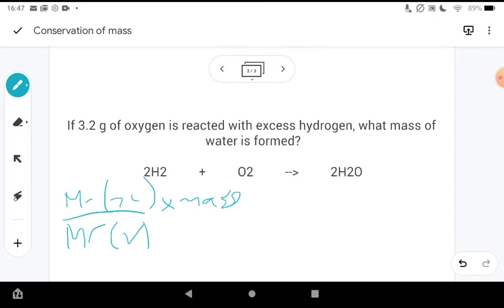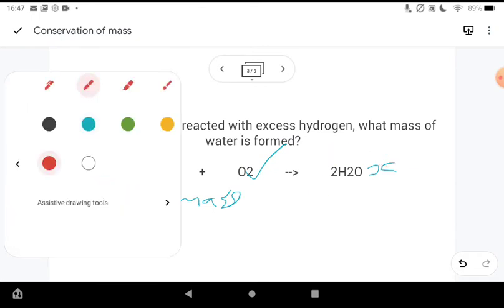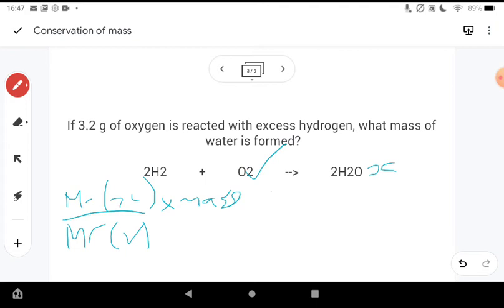So let's just figure out what those are. The thing I do know is the oxygen, and the thing I don't know is the water. So if I take the MR of this and put it on the bottom, and the MR of this and put it on the top, I will get 18 divided by 32. If you're not sure where I got these numbers from, just go back to the slide, rewind the video. I'm then going to multiply it by the mass I get, which is 3.2.